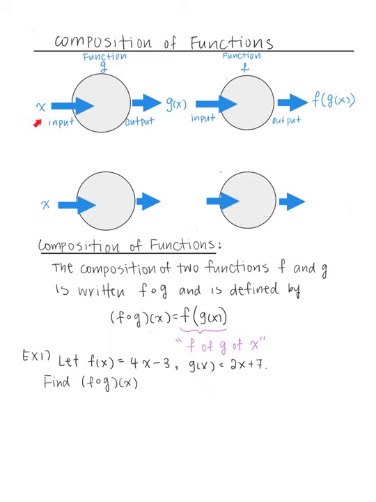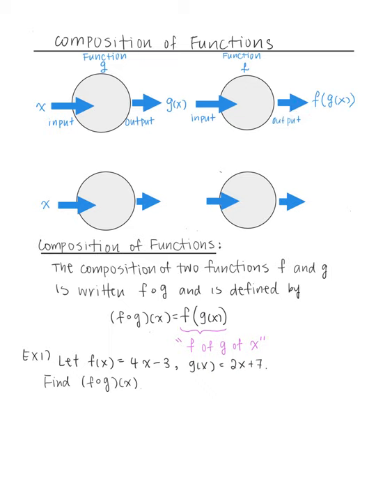So x is our inputting value. Now we're going to put our x into a function g. Now the output is denoted by g of x. Now we usually stop right here, right? But for the composition, guess what? You're going to have to input our g of x into f. So now our inputting value is g of x. We're going to put that inside of a function f. Now the output is denoted by f of g of x.